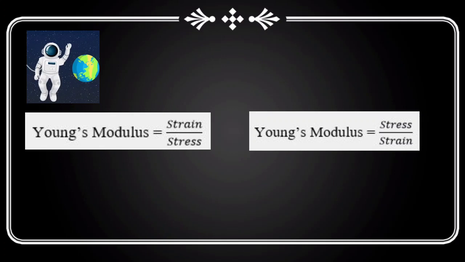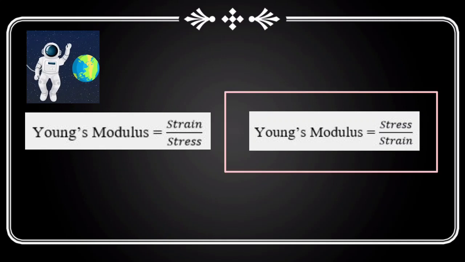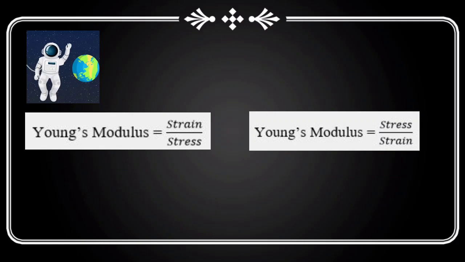Then, Young's modulus is the ratio between stress and strain experienced by the object. Mathematically written right or left? Right. Yes, it's true.